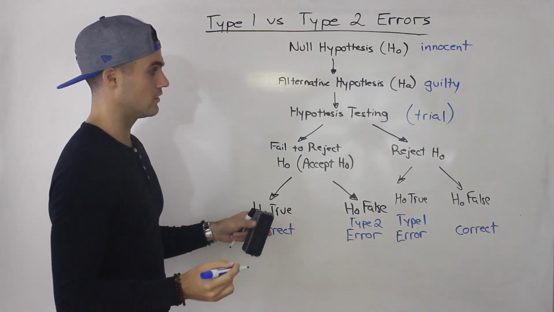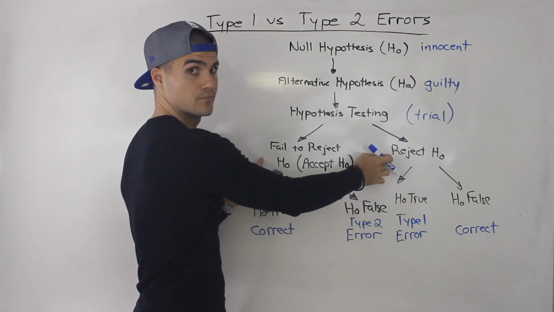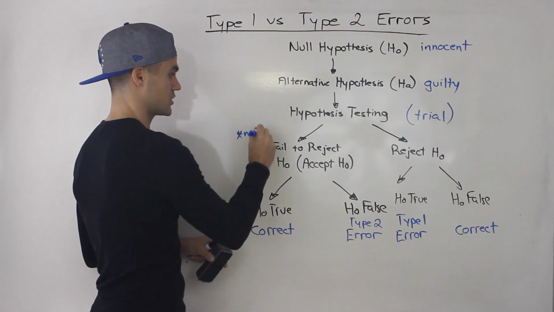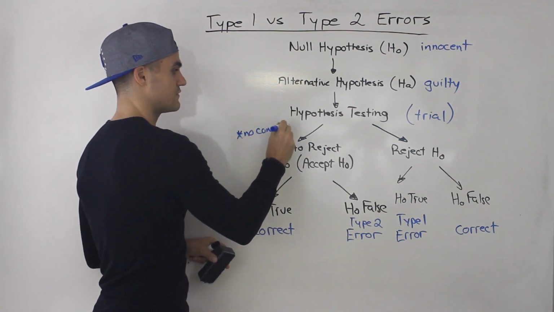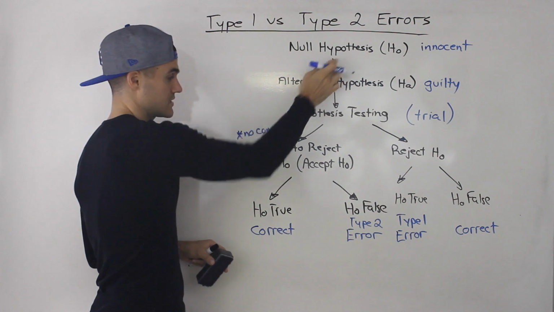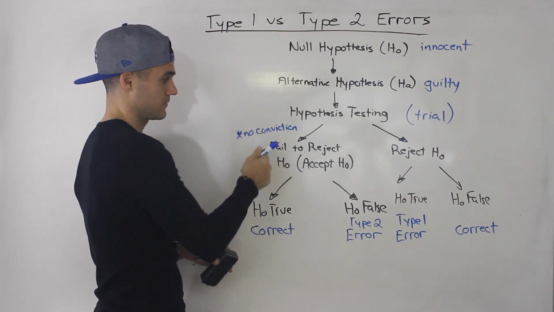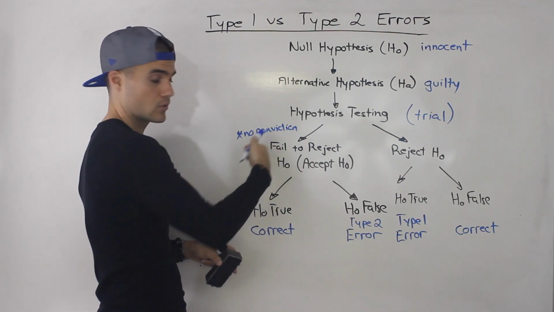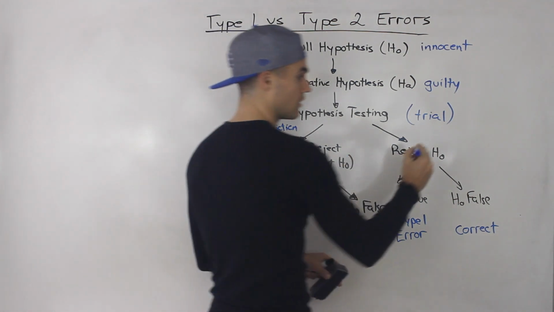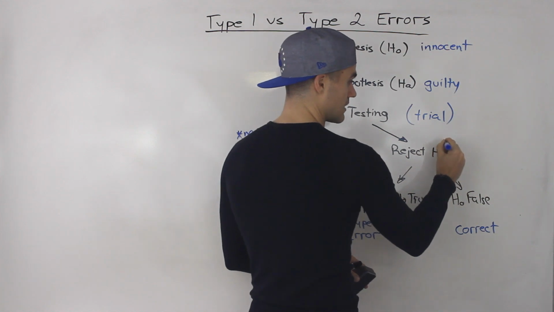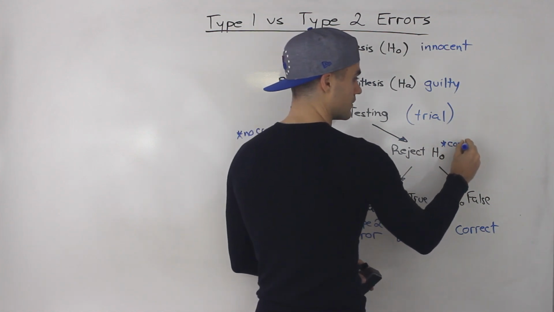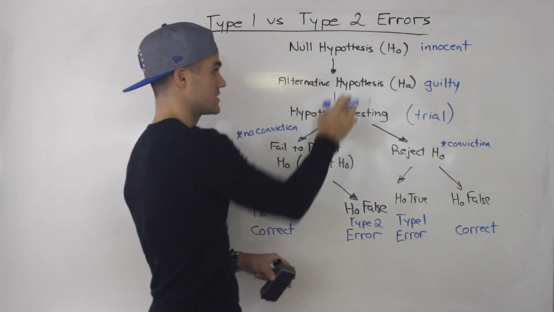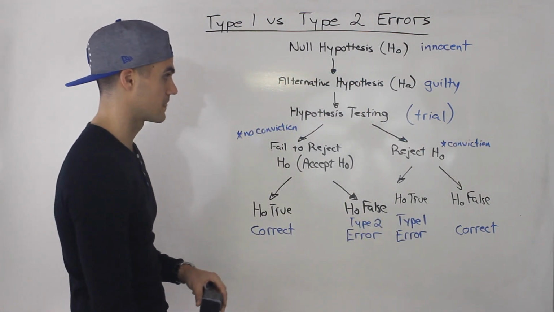And then from the trial, there's going to be two conclusions. Either there's going to be no conviction, right? The defendant, this null hypothesis, is going to be found not guilty. That's what it means to accept the null or fail to reject it. It means there's no conviction. Or if we reject the null, we reject the innocence, that means there is a conviction. They're found guilty, right? So there's more evidence pointing towards the alternative hypothesis.